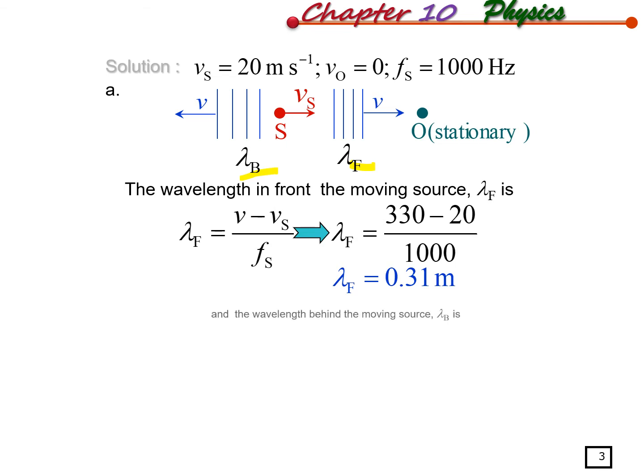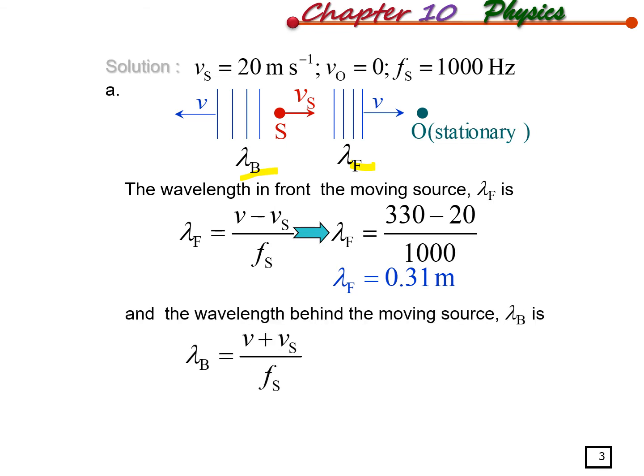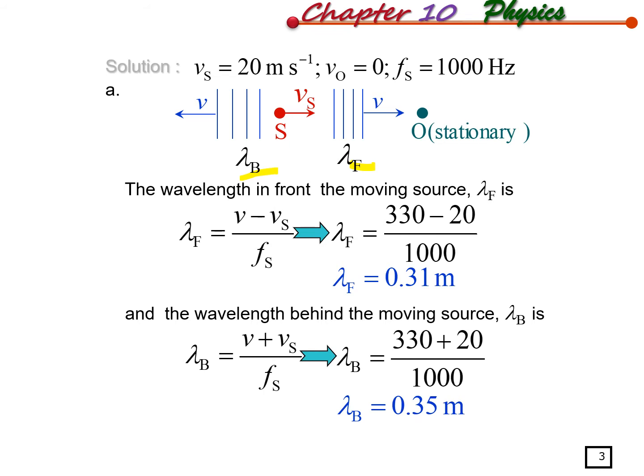meter. Behind, at the back, it will be the opposite: velocity plus the velocity of the source, over the frequency, which will end up with 0.35 meter.